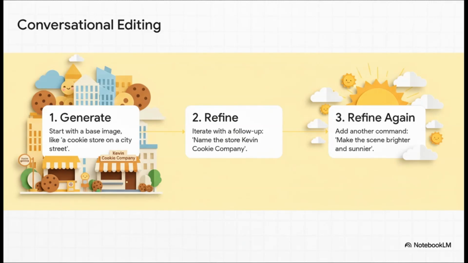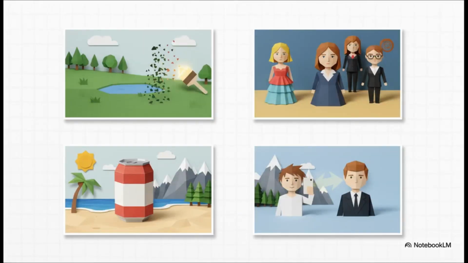You start with a basic image, and then you just iterate. You tell it, change the name on the sign. Then, okay, now make the weather sunnier. Each command just builds on the last one. It's like you're art directing, but with simple text. And this just blew the doors open for all kinds of practical uses.